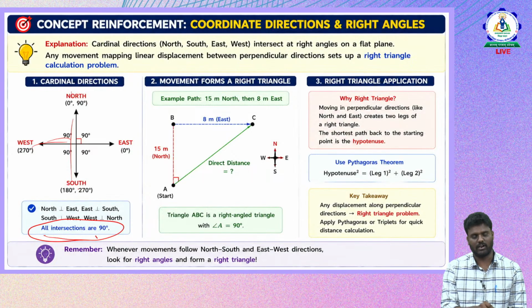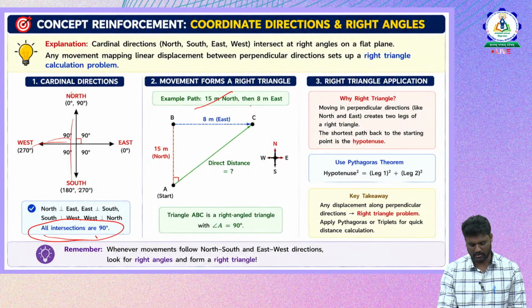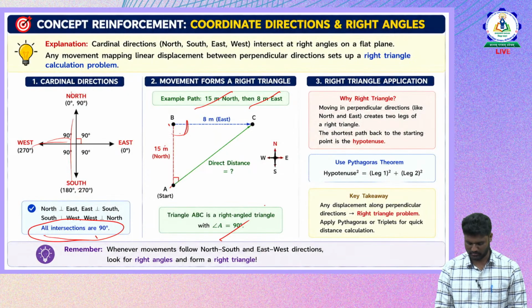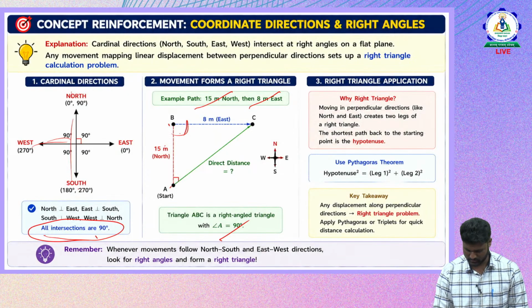In the previous problem, he moved from one point to north and then moved to the south, so the intersection point makes exactly 90 degrees. For example, 15 meters north and then 8 meters east. From the starting point he moved north 15 meters and then 8 meters from there, so the intersection point makes exactly 90 degrees. This is the 90 degrees.